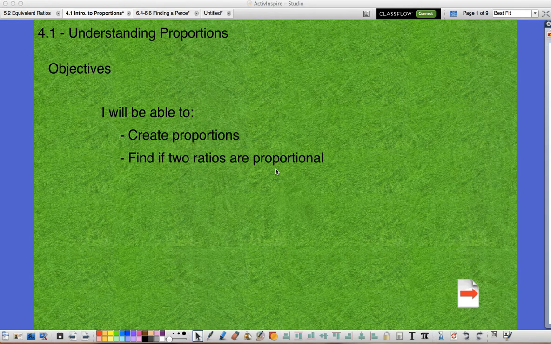Welcome to this lesson on understanding proportions. Today we're going to talk about creating proportions and then finding out if two ratios are proportional.